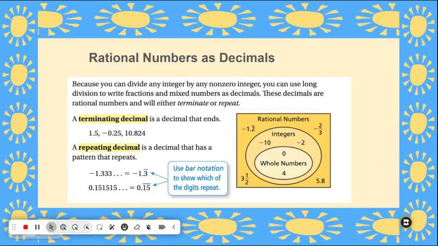On the bottom one, 0.151515 is showing that the 1 and the 5 are both repeating. So that's why the bar notation is over the 1 and the 5.